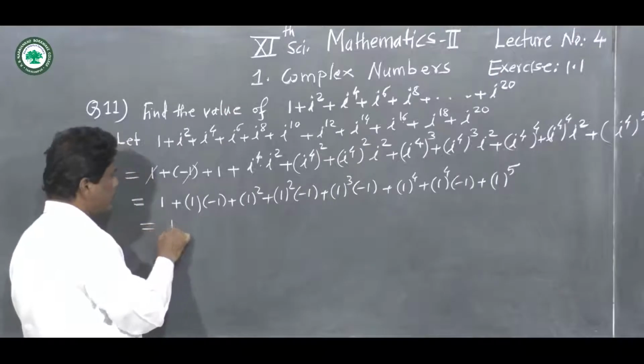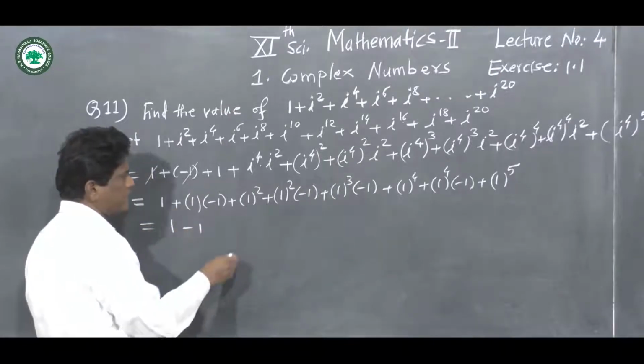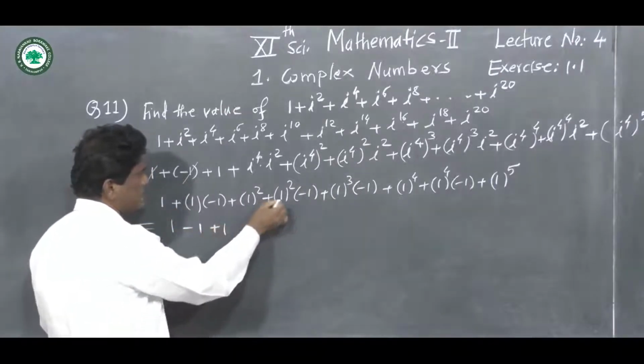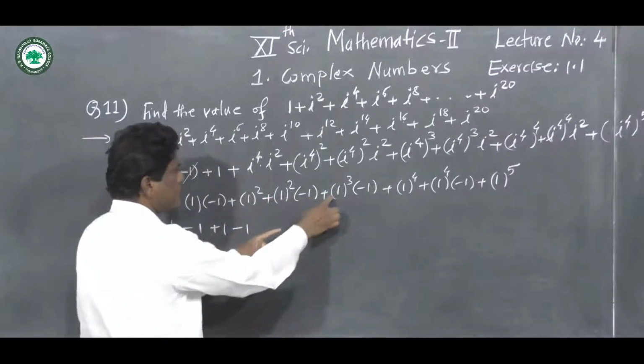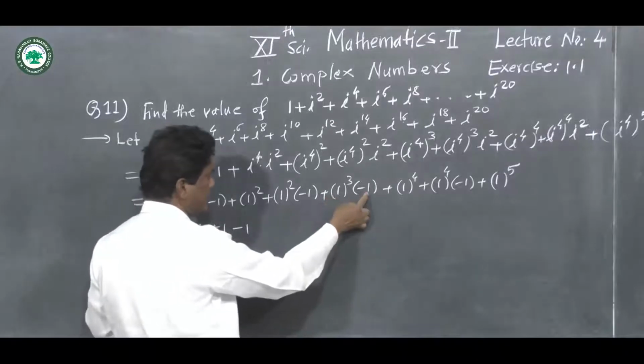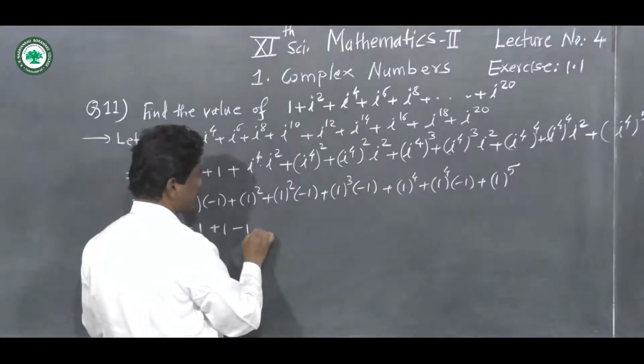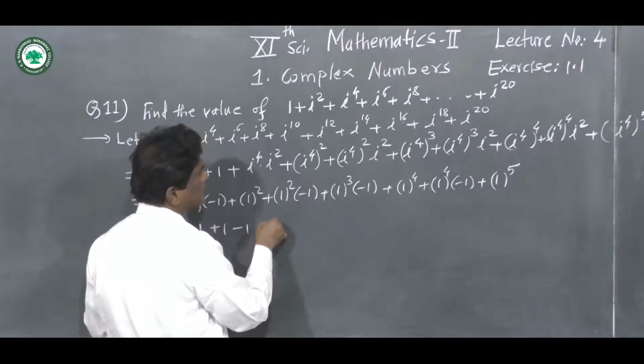So we get 1 plus minus 1, that is minus 1. Here 1 squared is plus 1. Here 1 squared into minus 1, that is minus 1. Now plus 1 cubed into minus 1, that is minus 1, minus 1.